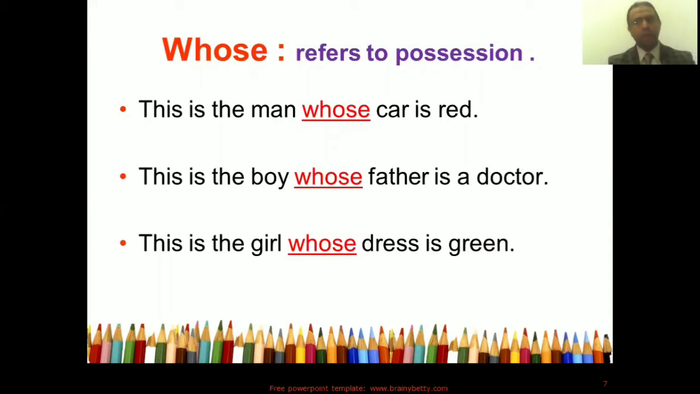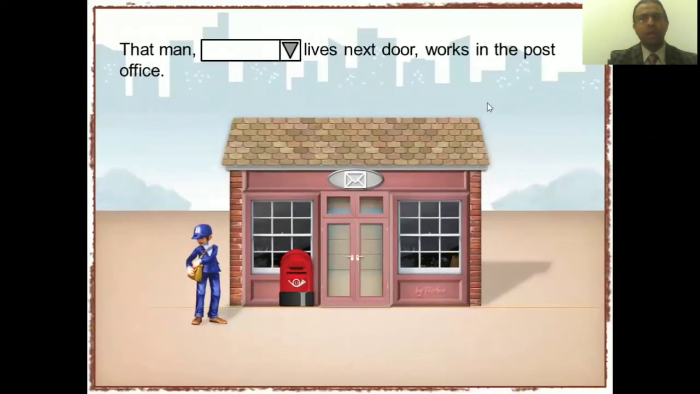So we have who, which, that, and whose. Let's say who refers to people or persons, which refers to animals or things, that can be used instead of who and which, and whose refers to possession.